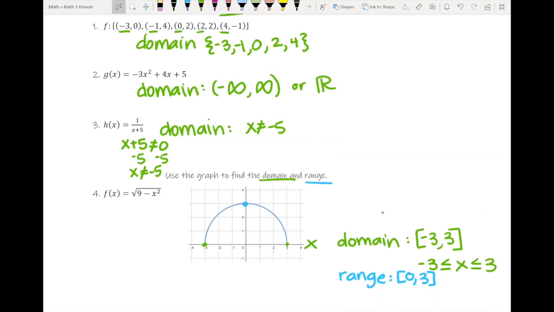And then I can do it as an inequality. Same way, I would say 0 is less than or equal to all of the y values. Again, I'm talking range, so y values. And those y values are all less than or equal to my highest y value, which was +3. So it's saying every y value between 0 and 3.